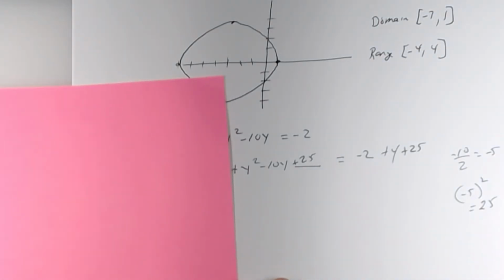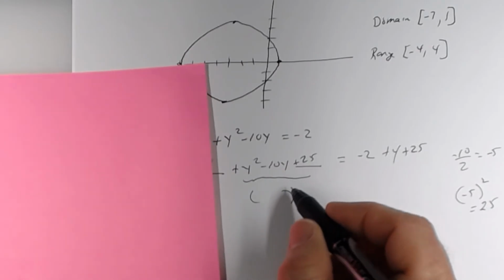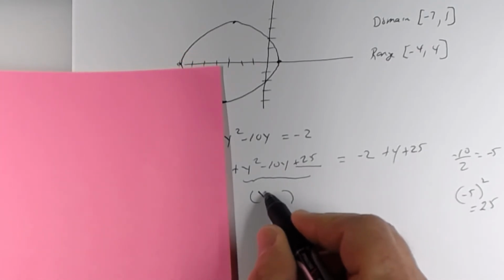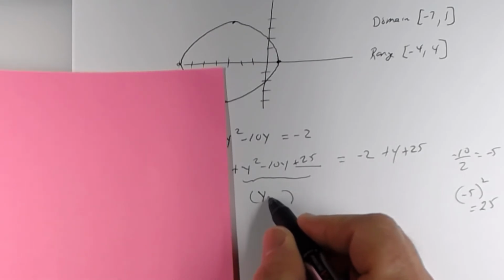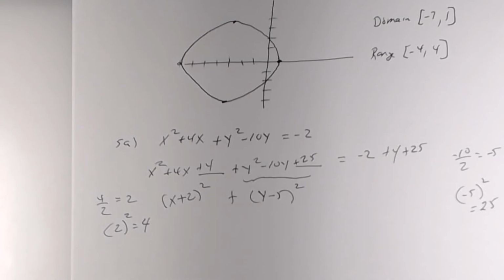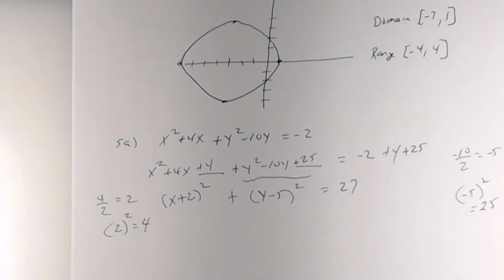If I'm doing this correctly, this trinomial should be a perfect square trinomial. So what binomial is this? That's a y. Y minus 5 squared. And don't forget to put a plus sign in the middle. And go ahead and combine those three constants. Negative 2 plus 4 plus 25. What's that? 27, right? All right, so that's where we're at.